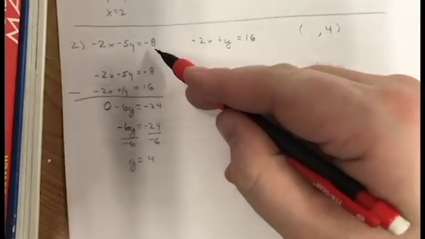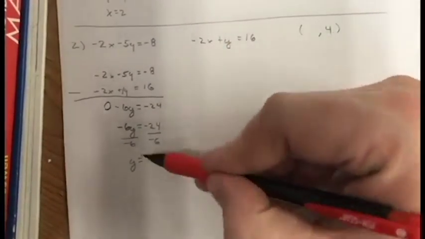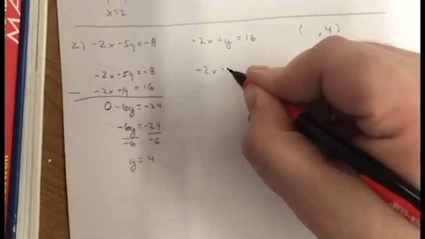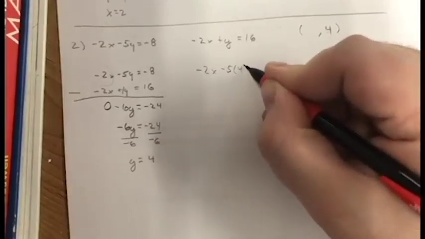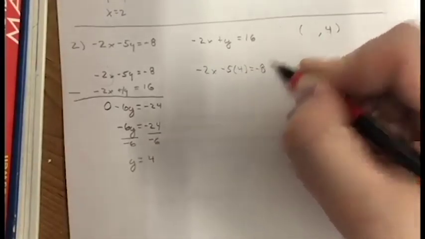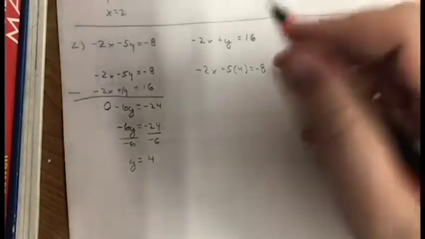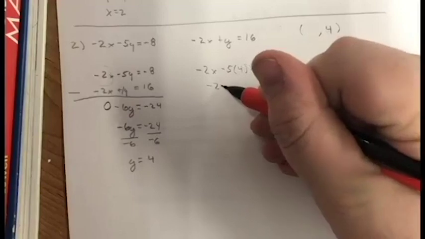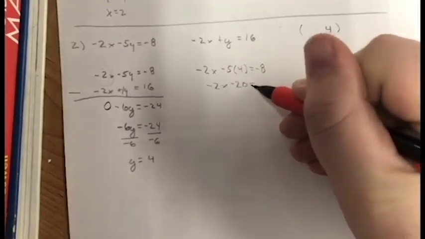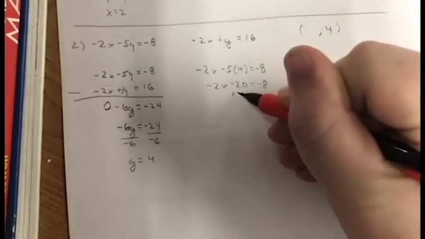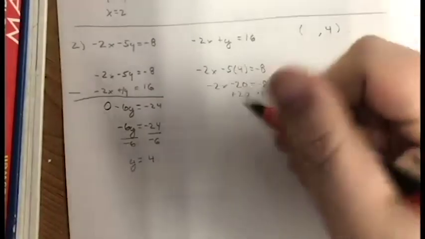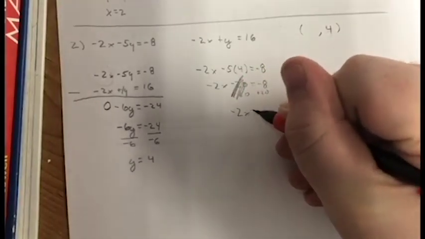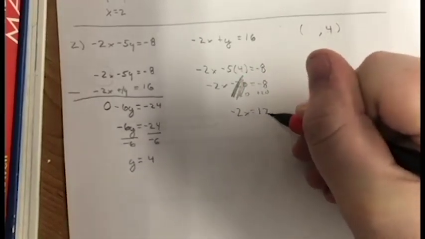So I'm going to use this equation, and I'm going to plug y, which in this case is 4, into that equation. So negative 2x minus 5 times 4 is equal to negative 8. And my job is to solve for x. So let's do that. We're going to multiply here using the distributive property, and we'll get negative 2x minus 20 is equal to negative 8. I'm going to add 20 to both sides to cancel this out because we're using SADMEP, and I get negative 2x is equal to a positive 12.